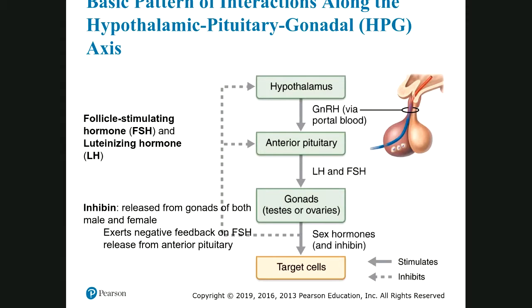We have also another hormone, which is inhibin. It's released from the gonads, from both male and female. And it exerts a negative effect on the anterior pituitary, to stop the LH and the FSH. So what you see over here, solid arrows are for stimulation, and anything that is not a solid arrow is for inhibition. All right.